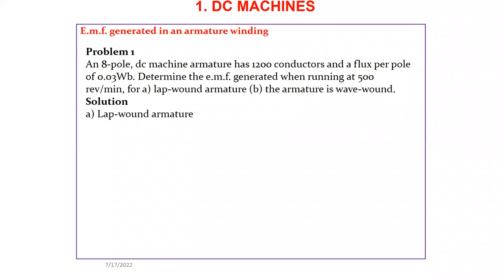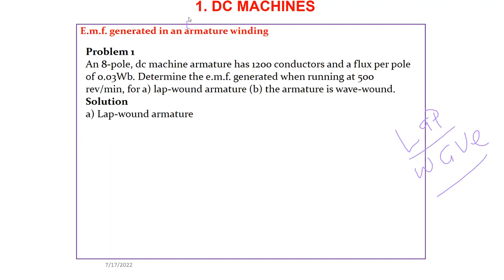In this video, we're going to discuss how to calculate the EMF generated in armature windings. Earlier on, we knew that the armature windings are classified into two: the lap wound and the wave wound armature windings.